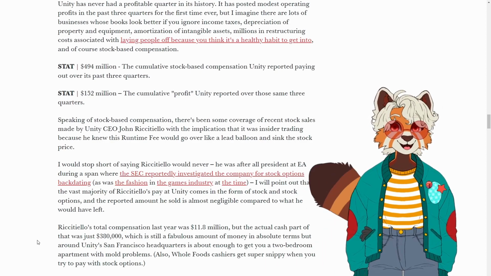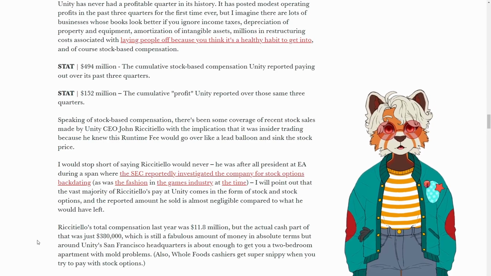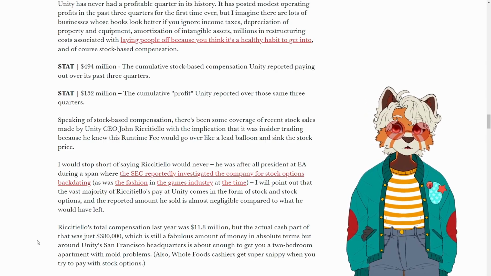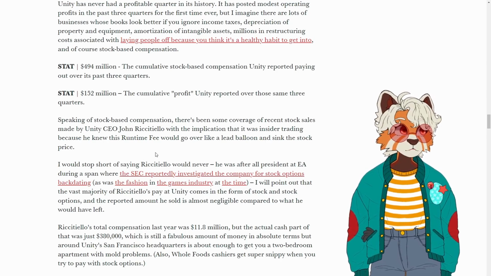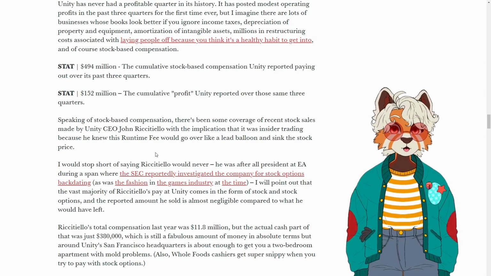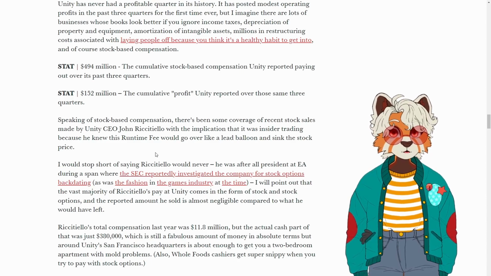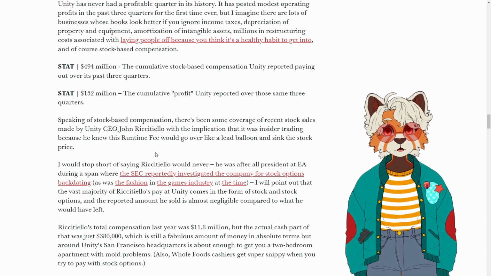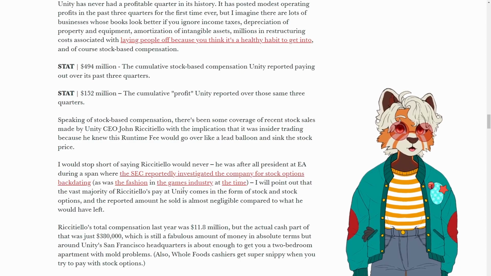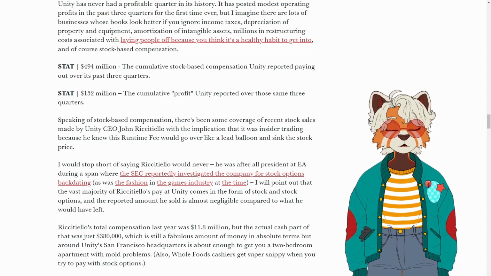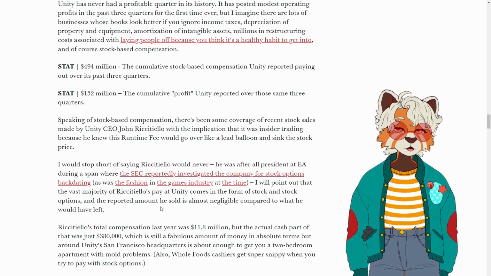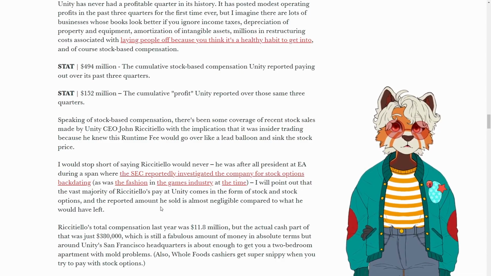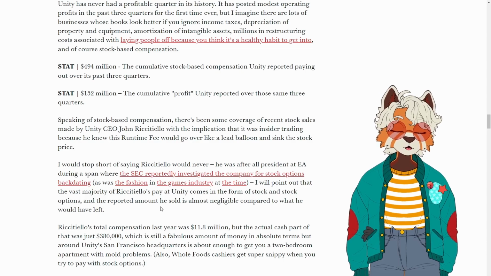So there has been some coverage of recent stock sales made by Unity CEO John Riccitiello, with the implication that it was insider trading because he knew the runtime fee would go over like a lead balloon and sink the stock price. The author here said, "I would stop short of saying he would never do this. He was, after all, president of EA during a span when the SEC reportedly investigated the company for stock options backdating, although apparently this was a thing in the games industry as a whole at the time. They will point out that the vast majority of Riccitiello's pay at Unity comes in the form of stock and stock options, and the reported amount he sold is almost negligible compared to what he would have left."